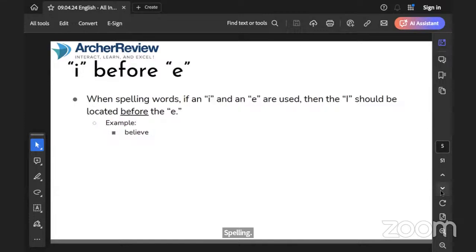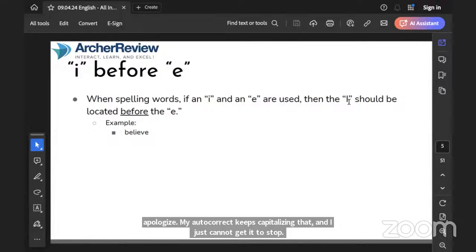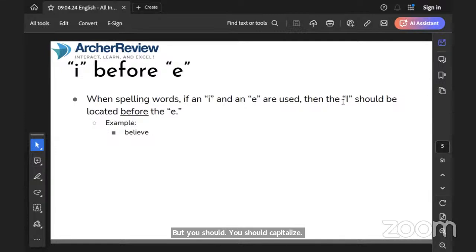So let's just go ahead and jump on in with the first rule. As I said, many of you probably have heard this, I before E. So when you are spelling words, if an I and an E are used, then the I should be located before the E. And I apologize, my autocorrect keeps capitalizing that and I just cannot get it to stop. But you should not capitalize, excuse me, I just got sidetracked. Then the I should be located before the E.